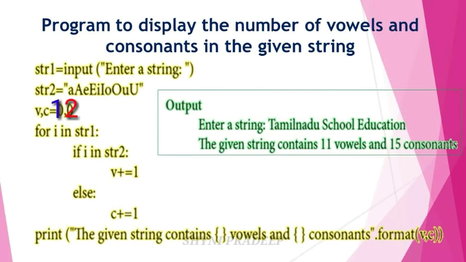So you have to execute this for all the letters up to the end. So you will get the output. The given string contains 11 vowels and 15 consonants.